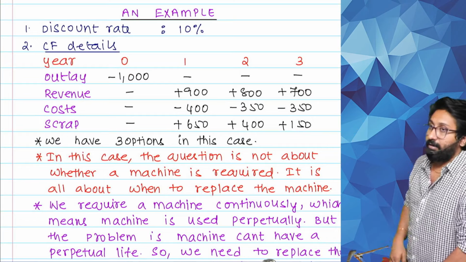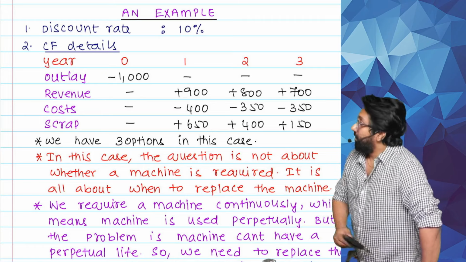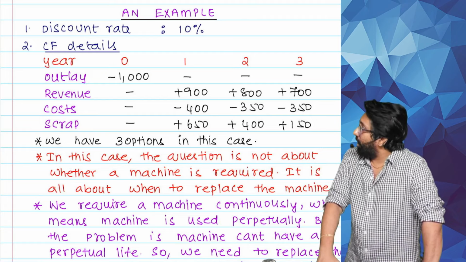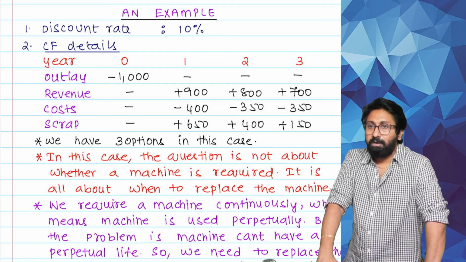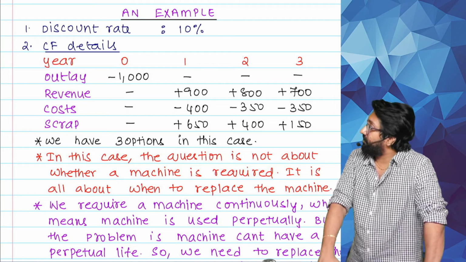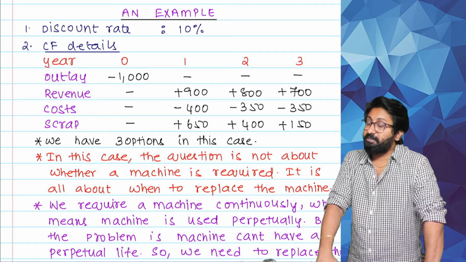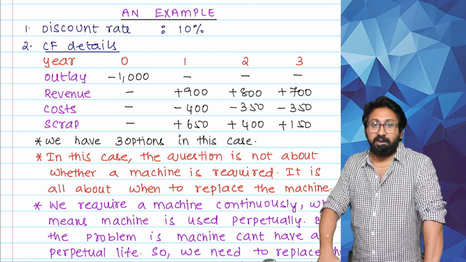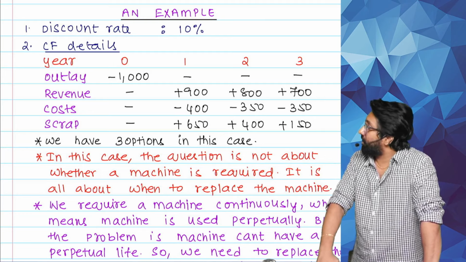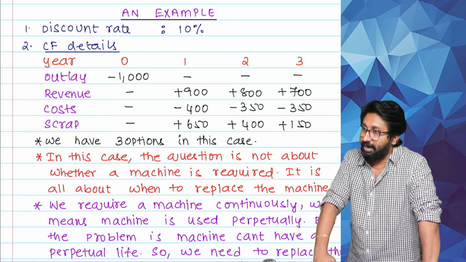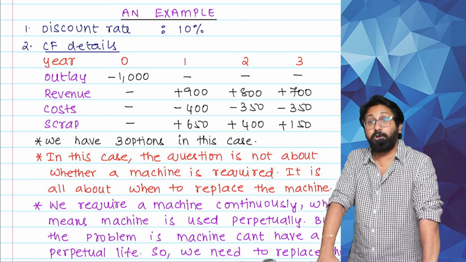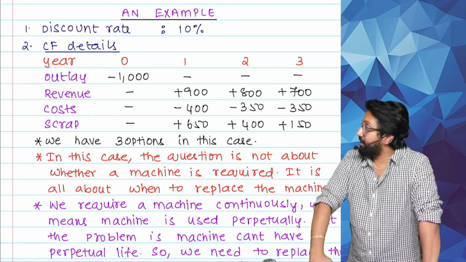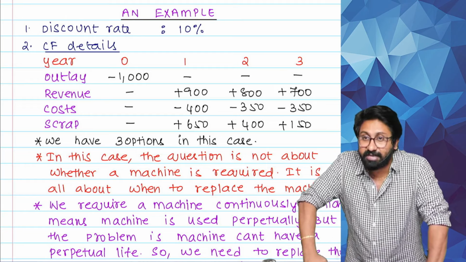Example. What is the discount rate? Now, what are the cash flow details? First tell me, what is the life? Very good. Outlay? Okay, tell me, what is the revenue for the first year? The machine has wear and tear. Therefore, revenue got reduced to 800 in the second year. Further, it was reduced to 700. Cost 400, 350 and 350. Maintenance cost was reduced now in the question. Don't question that. Follow. Next, the scrap: 650, 400, 150. You understand why scrap has reduced.